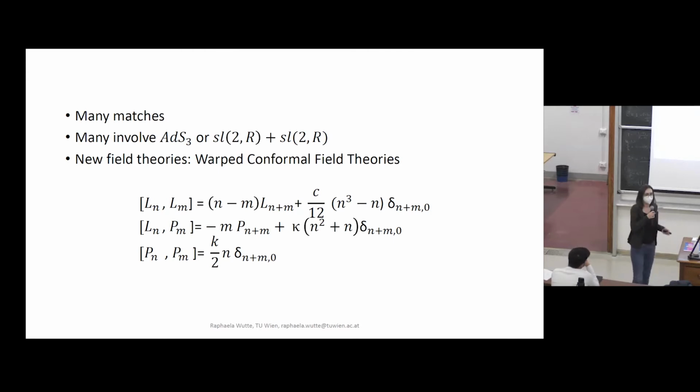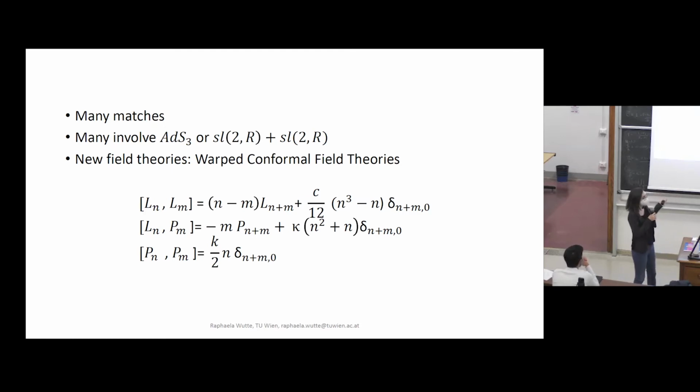But you can, of course, also move away, and many of the talks here have also been about moving away from anti-de Sitter, like, for instance, to consider flat space, and also to move away from CFTs. One example of such field theories are so-called warped conformal field theories that you see here.